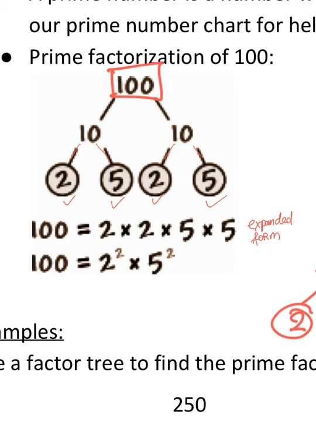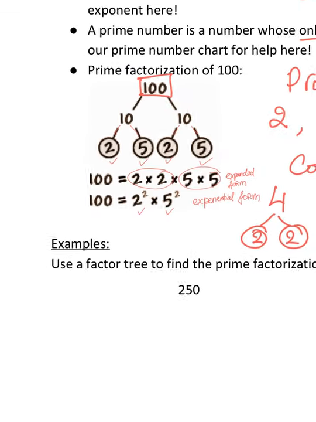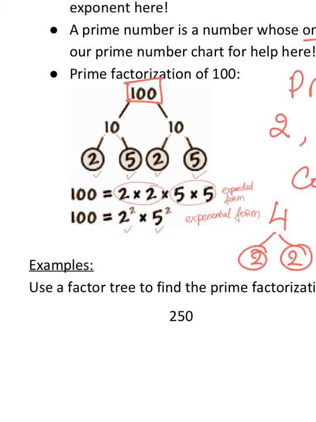And then we have the exponential form. In exponent form, we have 2 times 2 means 2 raised to the power of 2. 5 raised to the power of 2 is the same as 5 times 5. So this is exponential form. And these are called factor trees. So we're going to use a factor tree to find the prime factorization of a number.